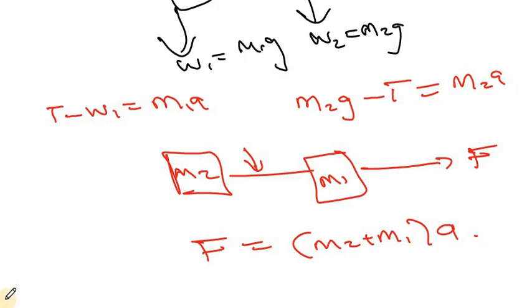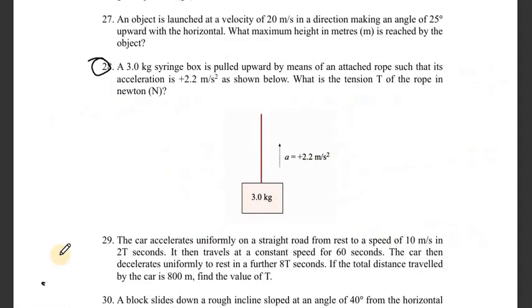Yes, you're able to visualize what you learned and relate it with everyday activities. So here they're saying a 3 kg syringe box is pulled upward by means of an attached rope such that its acceleration is 2.2 meters per second squared, as shown below. What is the tension T of the rope in newtons?